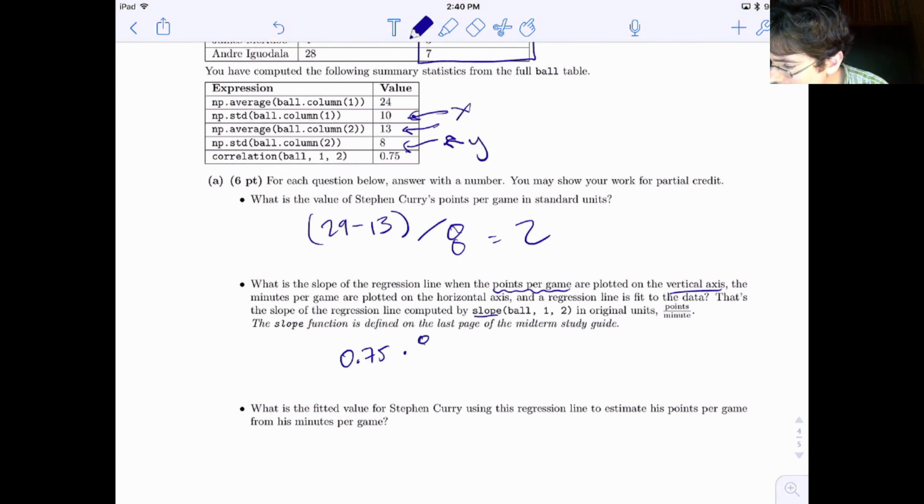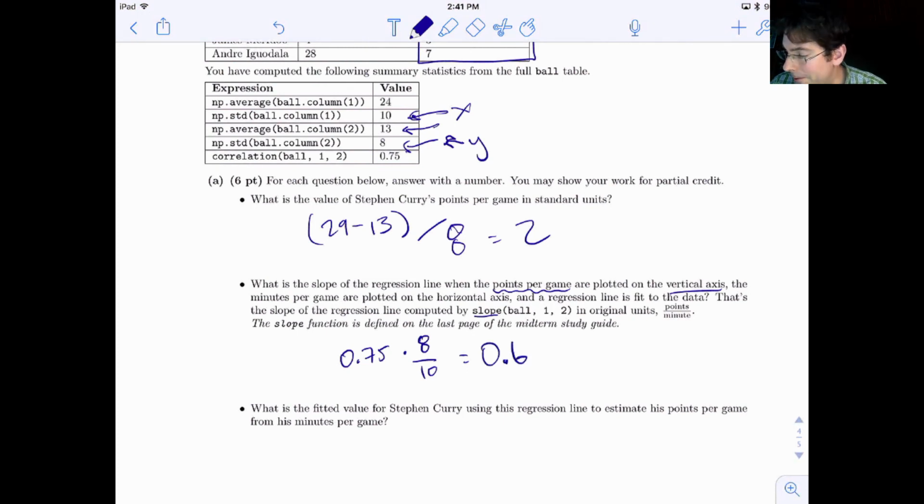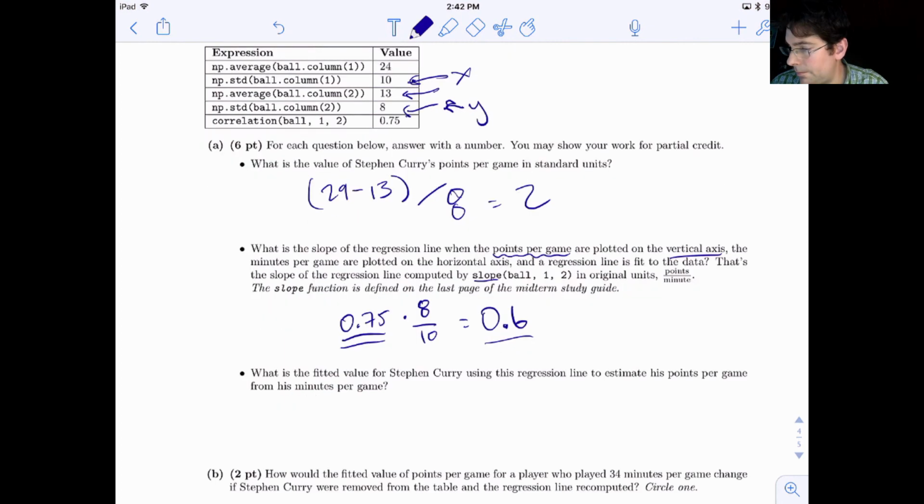So we multiply this by 8 over 10. And what's 3/4 times 8 over 10? Well, it's 6/10, which is 0.6. So the slope of the regression line in original units is not the same as the correlation. You have to multiply by the ratio of the standard deviations.